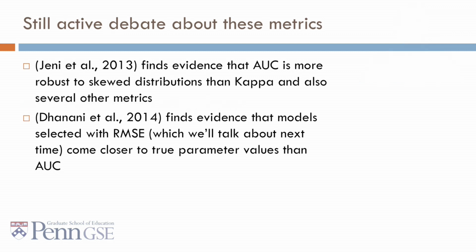Now there's still active debate about these metrics. Jeni and colleagues find evidence that AUC is more robust to skewed distributions than kappa, and also several other metrics. By contrast, Dhanani et al. find evidence that models selected with RMSE, which we'll talk about next time, come closer to the true parameter values in simulated data than AUC. A third perspective, Pelánek, argues that AUC only pays attention to relative differences between models and that absolute differences matter too. So there's quite a bit of debate here, and the opinions of the field will probably change again over the next couple years. I'm still a big fan of AUC.